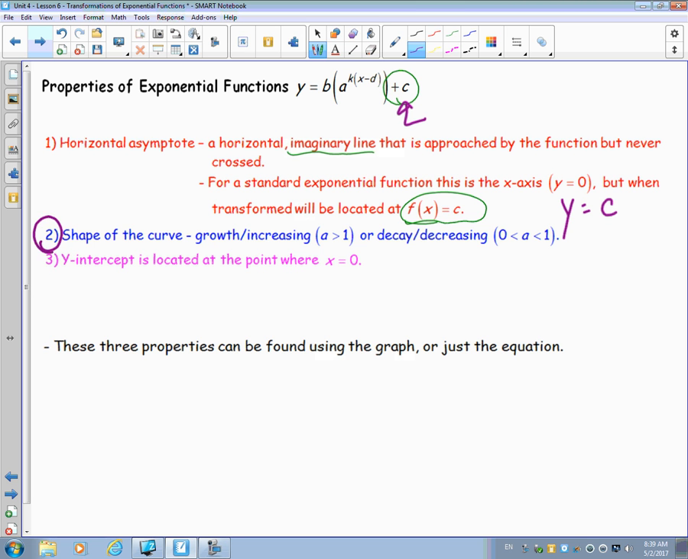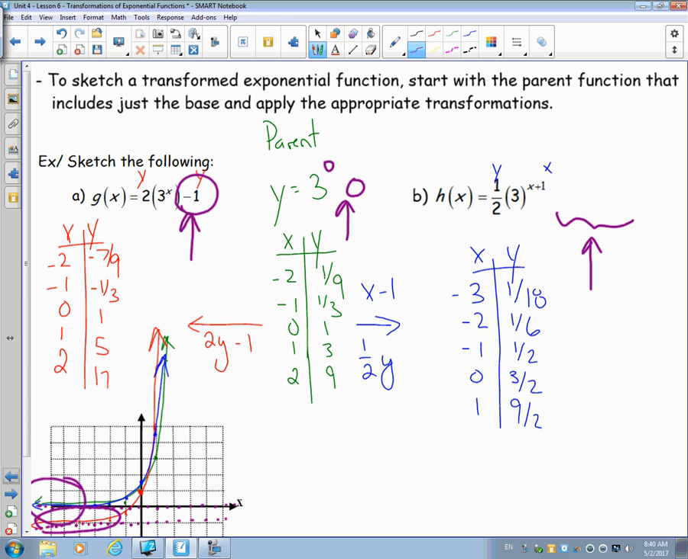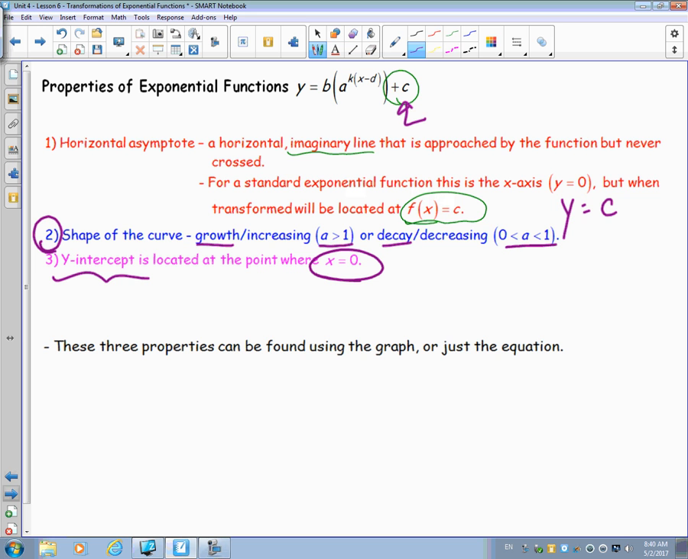Property number 2, we already know about the shape of the curve. Is it growth? That means it's bigger than 1 base, or is it decay? That's between 0 and 1 base. So it's a fraction, a third, a fifth, a seventh, something like that. And the third thing we should be able to find is our y-intercept. We know we can find y-intercepts by making x equals 0. Sometimes you can see it right on the graph. We got our y-intercept right here, right here, right here. And you can look on your graph, they're all right there. Sometimes you can just calculate them using an equation.